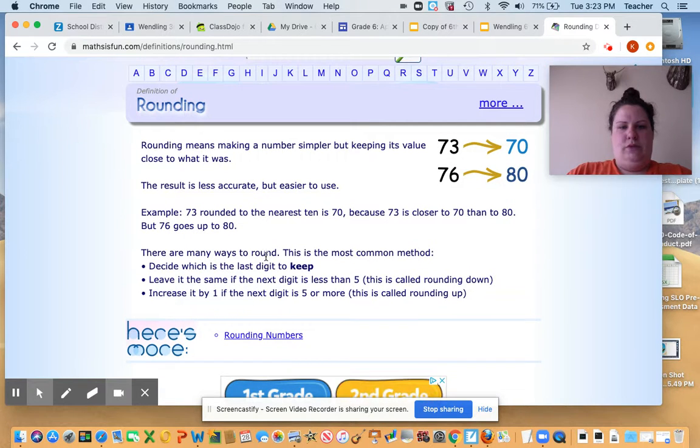There are many ways to round. This is the most common method. Decide which is the last digit to keep. Leave it the same if the next digit is less than 5. Increase it by 1 if the next digit is 5 or more. For instance, my 7 looks next door to the 3. The 3 is less than 5, so I'm going to round down to 70. The 7 looks next door to the 6. The 6 is more than 5, so I'm going to round up to 80.